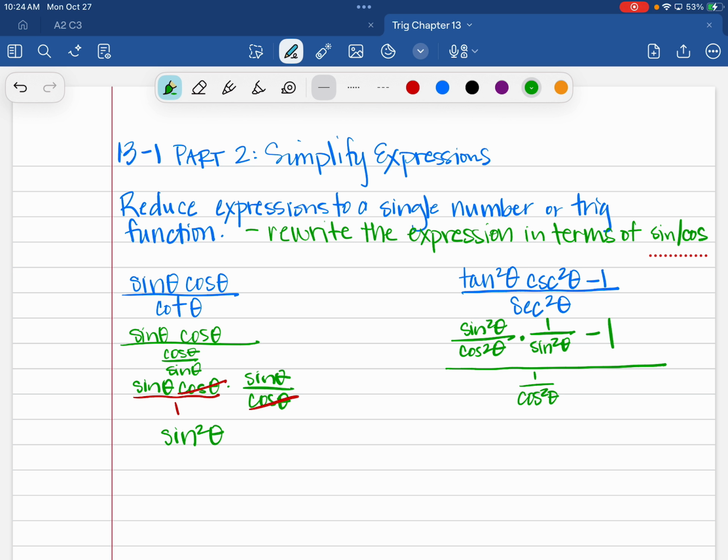At this point, it looks gross. But we could cross out the sine squared in the numerator, the sine squareds will cancel out. But then won't the cosine squared cancel out? No, because of that minus 1. Eventually it'll get there. So once I cross out my sine squareds, then what I have left up there is 1 over cosine squared minus 1.